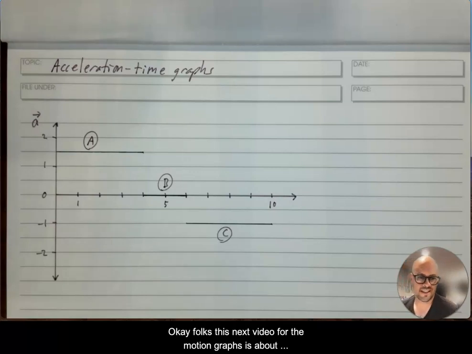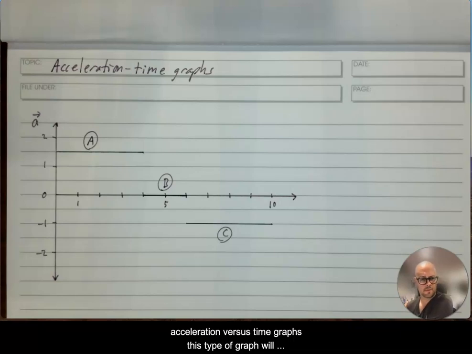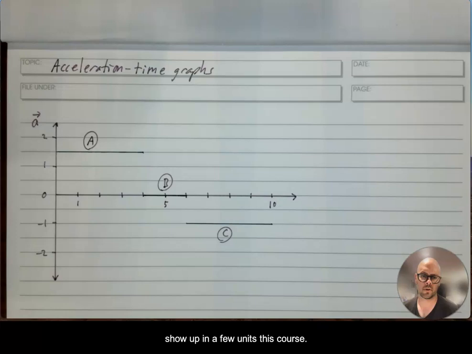Okay, folks, this next video for the motion graphs is about acceleration versus time graphs. This type of graph will show up in a few units this course, and we don't use it as much as velocity versus time, basically because it does not give us as much detail as the velocity versus time graph does.